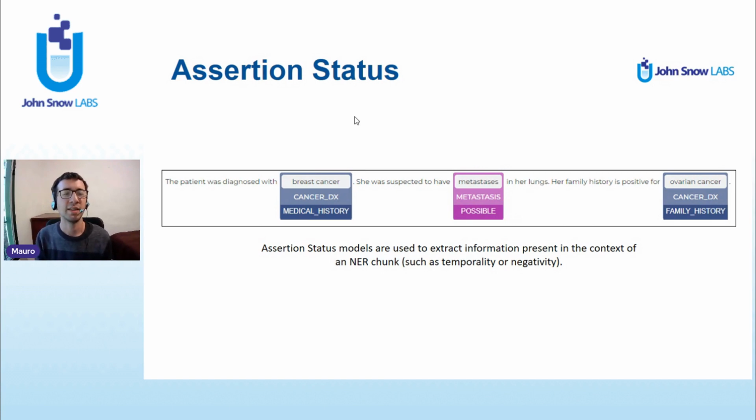So, for example, the first sentence, "the patient was diagnosed with breast cancer." That cancer diagnosis was identified as medical history. Then "she was suspected to have metastases." Those metastases were classified as possible. And then "her family history is positive for ovarian cancer." That cancer diagnosis was classified as family history by an assertion status model.